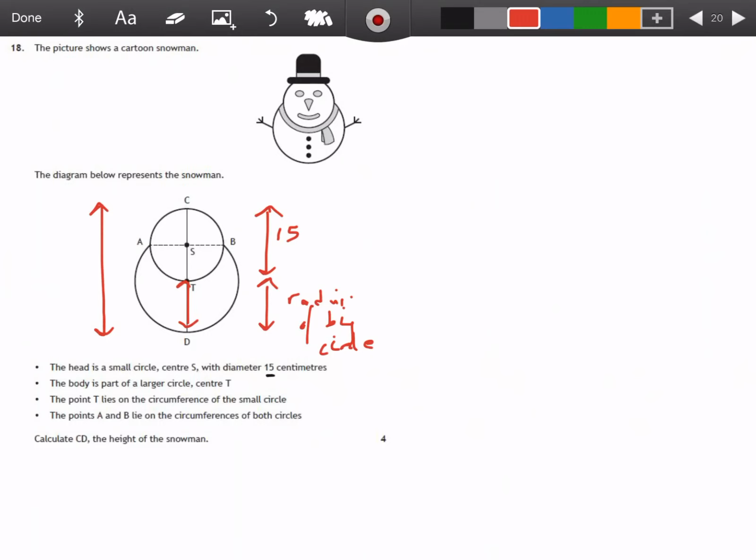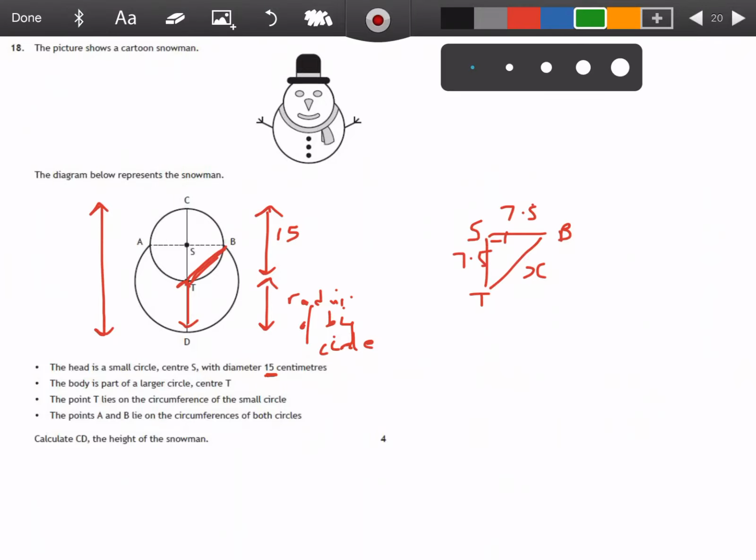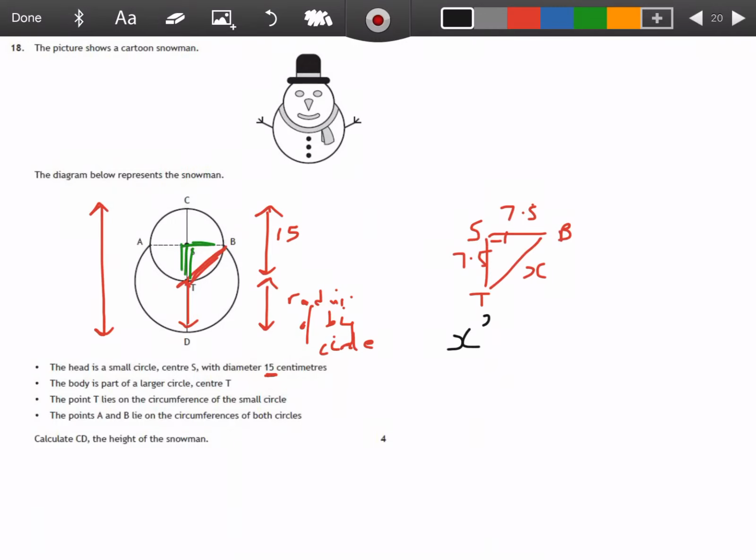So, the radius of the big circle. Now remember, no matter where you draw the radius, it's the radius. There's a centre there. I'm going to draw, that's also the radius. Now I'm going to take out that wee centre triangle. See in the middle you've got S, T and B. This is the radius, I don't know what it is, that's the radius from T to B. I do know the small circle has a diameter 15, full the way across the circle. That means that's a 7.5 then. That's 7.5 and that's 7.5, because the full diameter is 15. Right, let's go back to this question. How do I find x? x squared would be equal to 7.5 squared plus 7.5 squared.